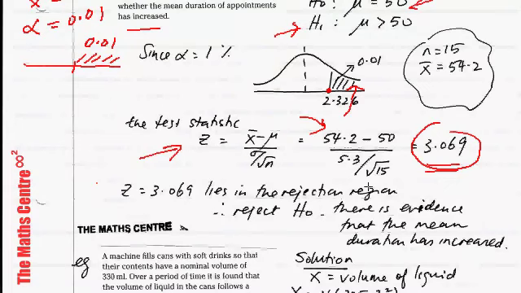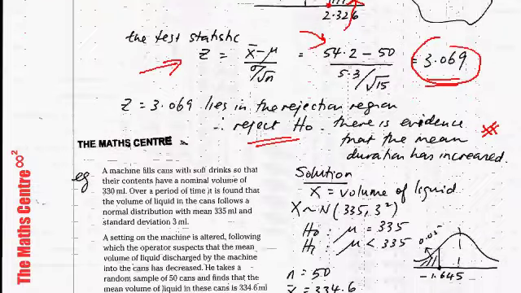Now 3.069 falls in the rejection region. So that's what I've written here. The Z value, 3.069, falls in the rejection region. Therefore, we have to reject H naught, which means there is evidence that the mean duration has increased. Okay, now let's look at the next example.